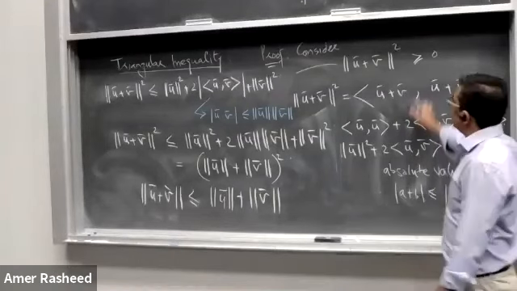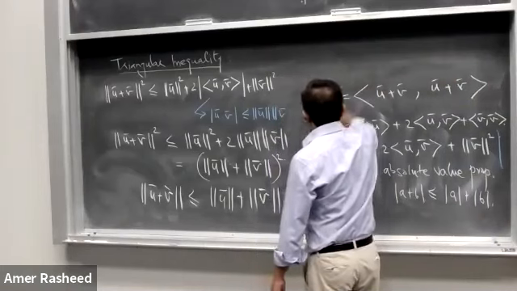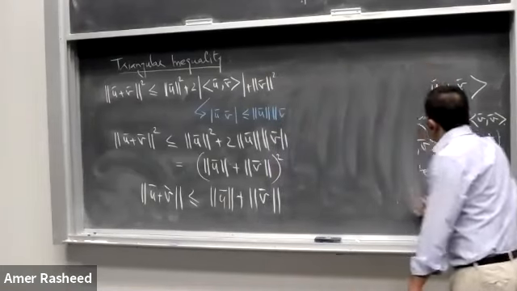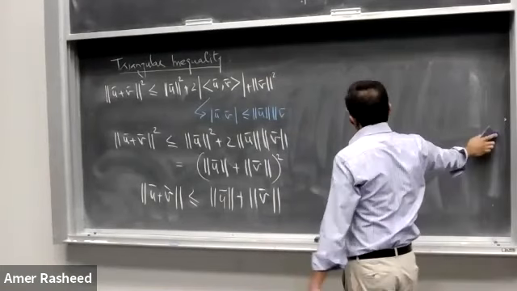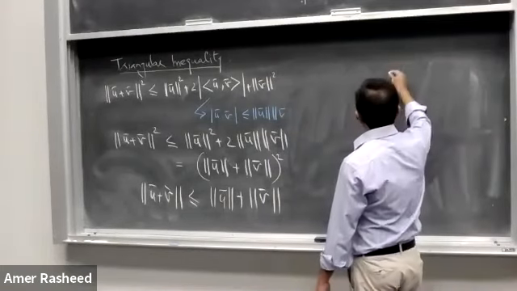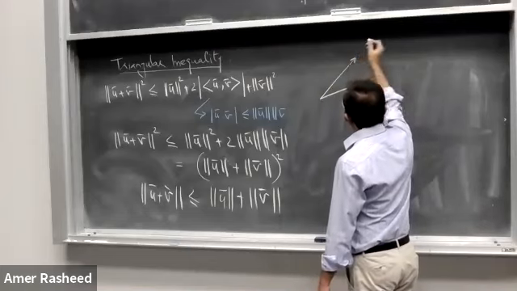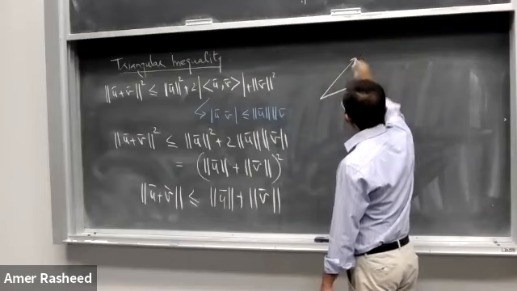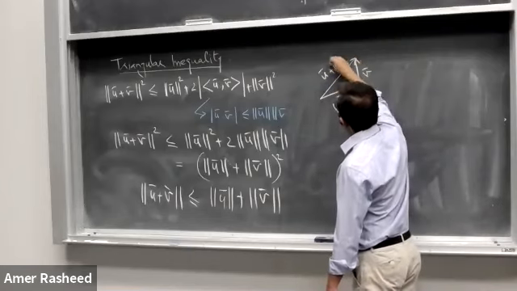So if you don't have any question, we are going to discuss a special case of this inequality. In the start of this inequality, we assume that we have any triangle. This triangle could be anything. This one is u, this one is v, and this is u plus v.